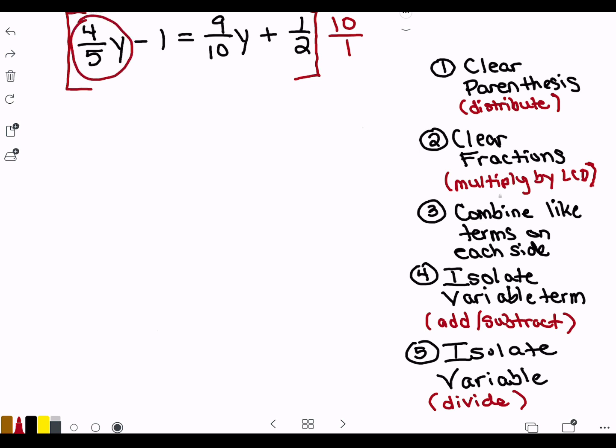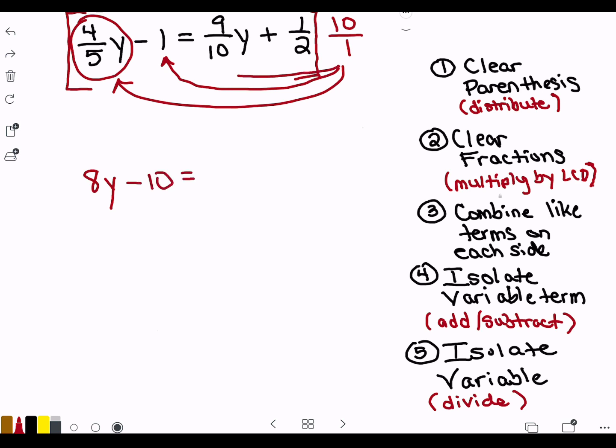So 10 is going to be your LCD. Now you multiply each one of your terms by 10. 4 over 5 times 10 is going to give you 8. So that first term is going to turn into 8y. Then you have negative 1 times 10. That's negative 10. Equals 9 over 10 times 10, that's going to give you 9.